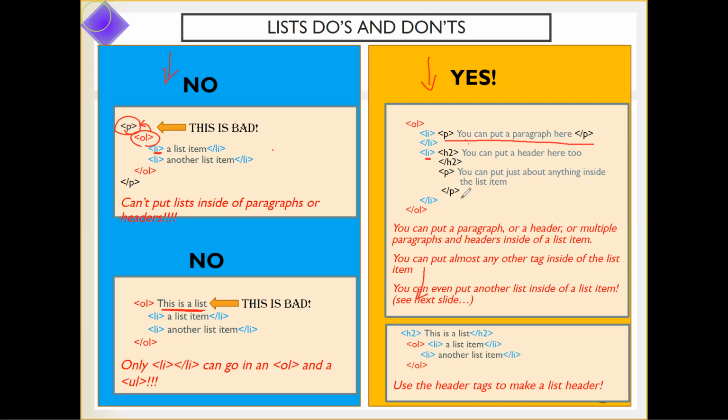Again, if you want to put a header for your list, you can put it on top. It is also possible to put an H2 tag on top of the list like that, to make it more readable or to highlight something in the list. Is that clear so far? Yes. Okay.